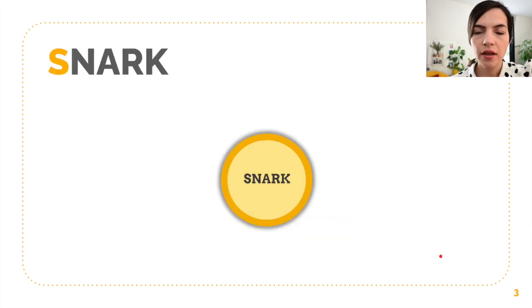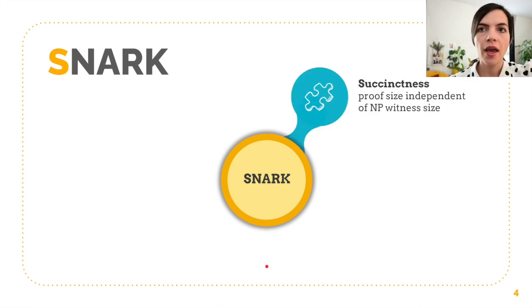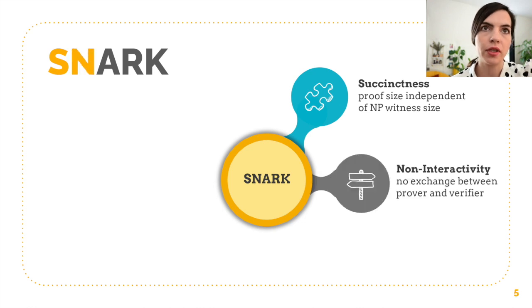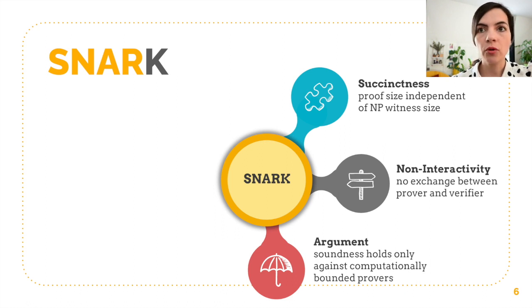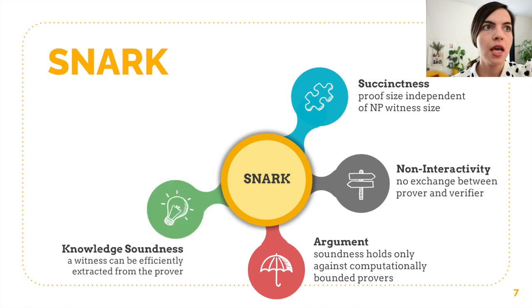So what are SNARKs? As their name says, they are succinct non-interactive arguments of knowledge, so they are proof systems that allow a prover to demonstrate to a verifier that some NP statement is true. And this is done in a way that has the following properties. It's succinct, so the proof size should be independent of the NP witness size. It's non-interactive, so the prover and the verifier don't have to exchange rounds of interaction in order to verify the proof. It's an argument in the cryptographic sense, so soundness holds only against computationally bounded adversarial provers.